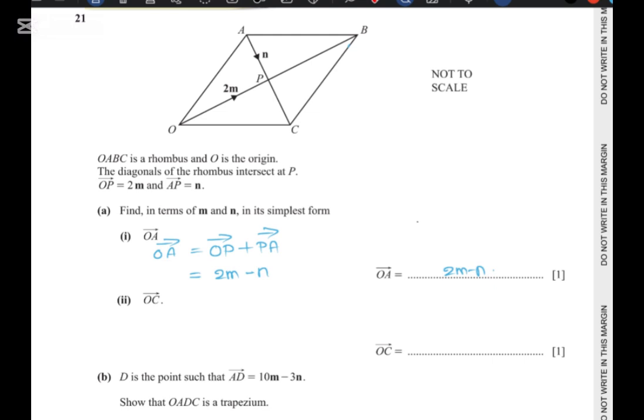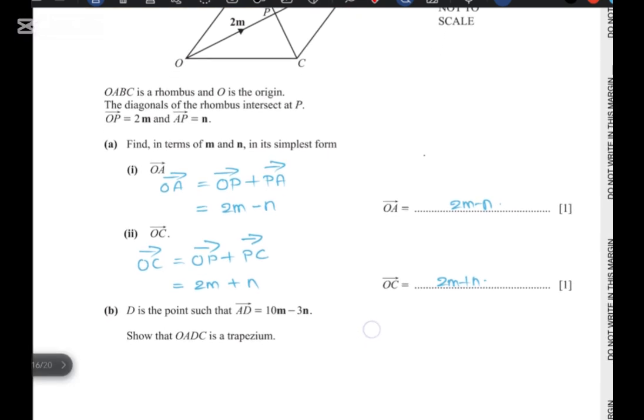Next OC. OC is what path? OC is this. So how will we come to OC? By known vectors, that is OP and PC. OC is equal to OP plus PC. Now just now I told you that in a rhombus the diagonals bisect each other. This is the diagonal. So if this is n, this is also n. PC is also n in the same direction. So OP plus PC is equal to 2m plus n. So the answer is 2m plus n. Question number A is done.